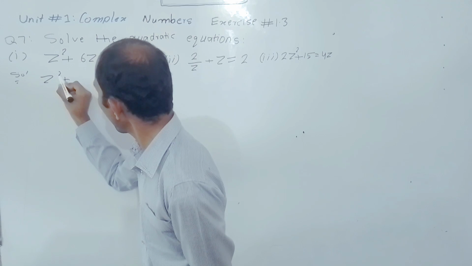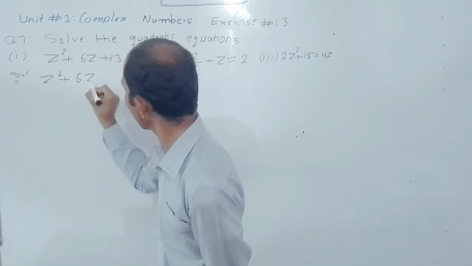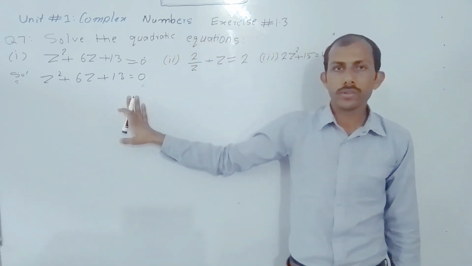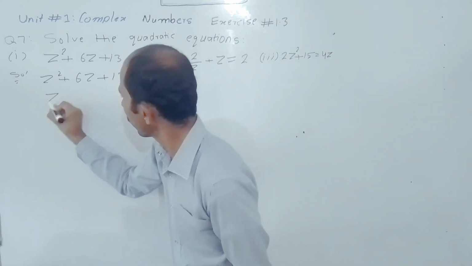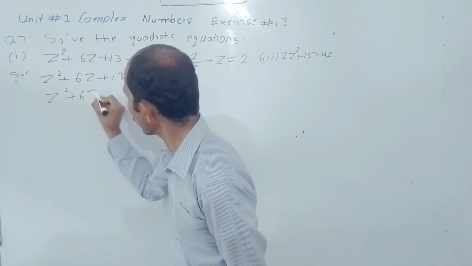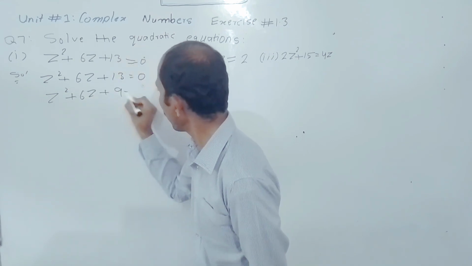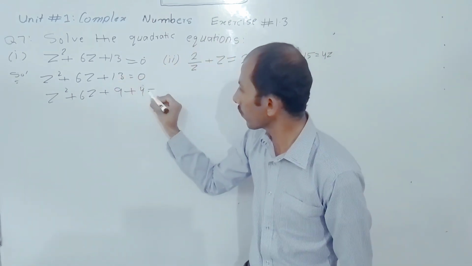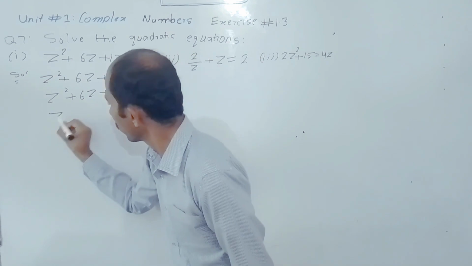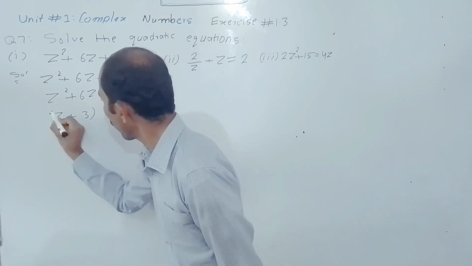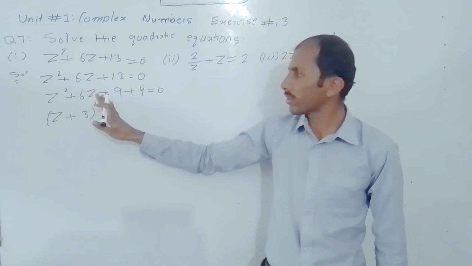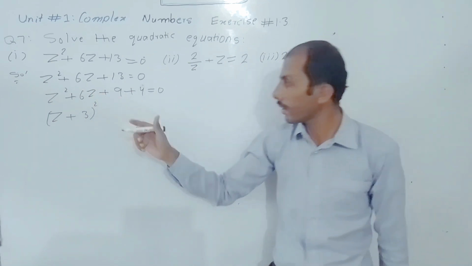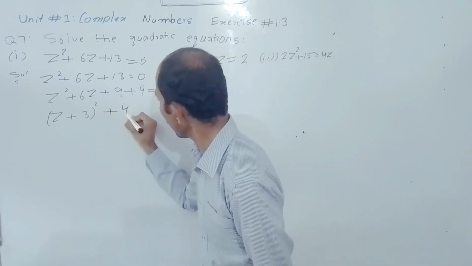Part number 1. z square plus 6z plus 13 equal to 0. So next, z square plus 6z plus 9 plus 4. 9 plus 4 is equal to 13, which is equal to 0. So z square plus 6z plus 9 is the square of (z plus 3) whole square, plus 4 equal to 0.